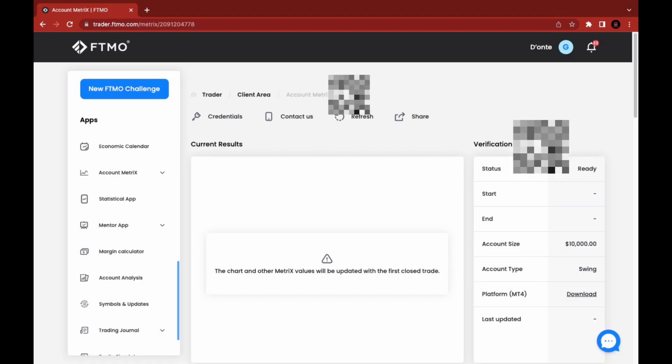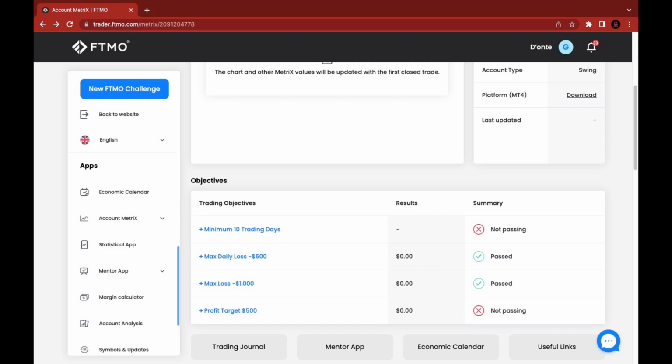The challenge account is a $10,000 swing account. I went with the swing account because I personally believe long-term trading is where wealth is made. For the passing requirements on Phase 2, you need to gain 5% of your equity. Here, I have $10,000 in equity and I have to gain $500. I also have a max daily loss of $500 and a max overall loss of $1,000.